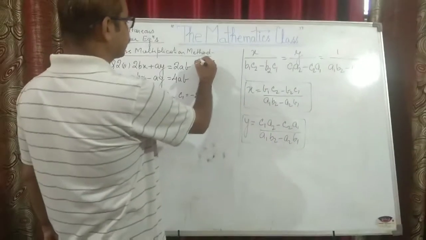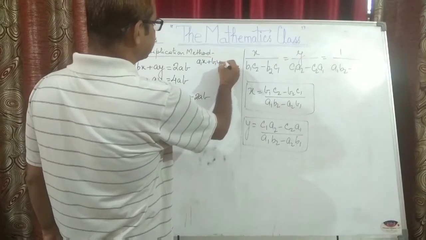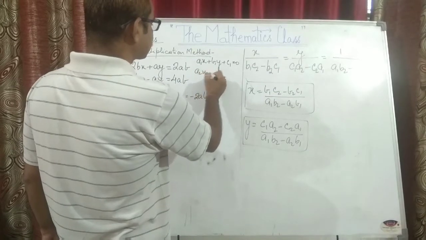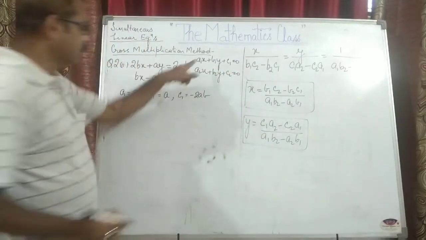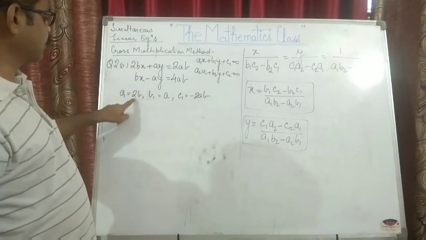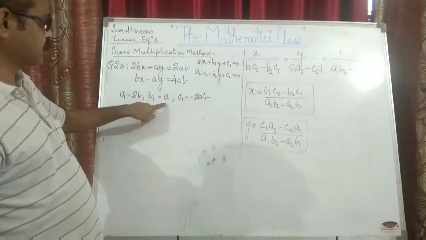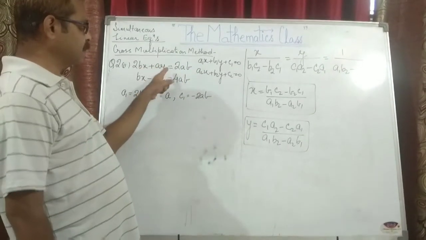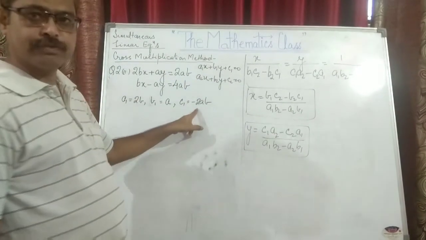When you are comparing it with a1x plus b1y plus c1 is equal to 0 and a2x plus b2y plus c2 is equal to 0: the coefficient of x here is 2b, so a1 is 2b. b1 is the coefficient of y, so b1 is a. Now this 2ab, when it comes to this side, will be minus 2ab. So c1 has to be minus 2ab.